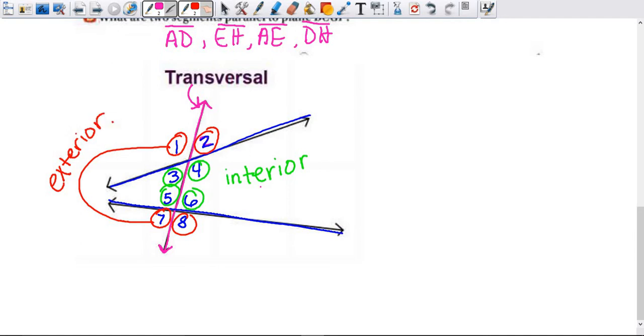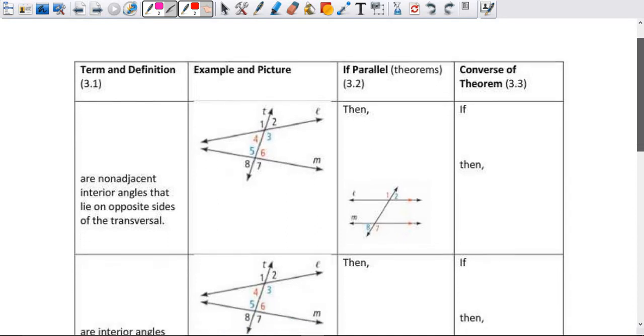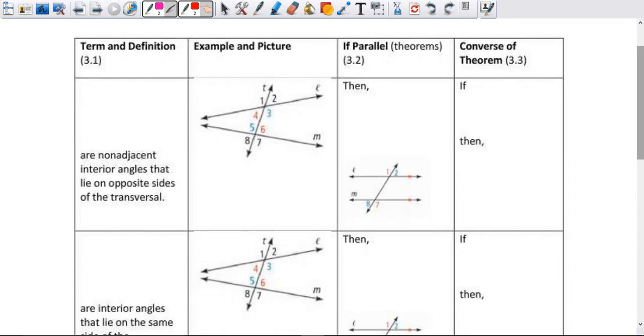Okay? And just knowing whether they're interiors or exteriors will help you to classify them, which we're going to start doing on the back. So go ahead and flip your page. All right, so we're going to knock out all 3 sections here and all the things that you need to know. So there are 4 kinds of angles when we talk about parallel lines and transversals. The first one is alternate interior angles.